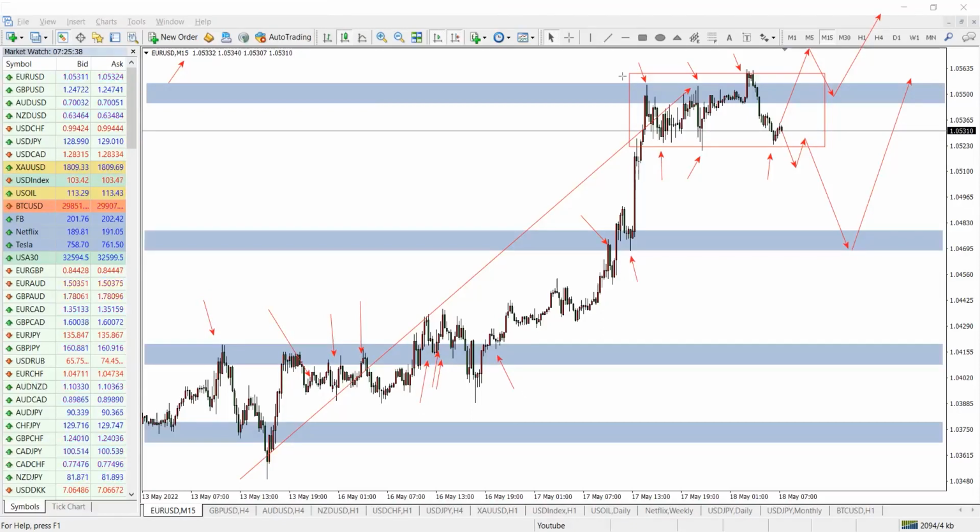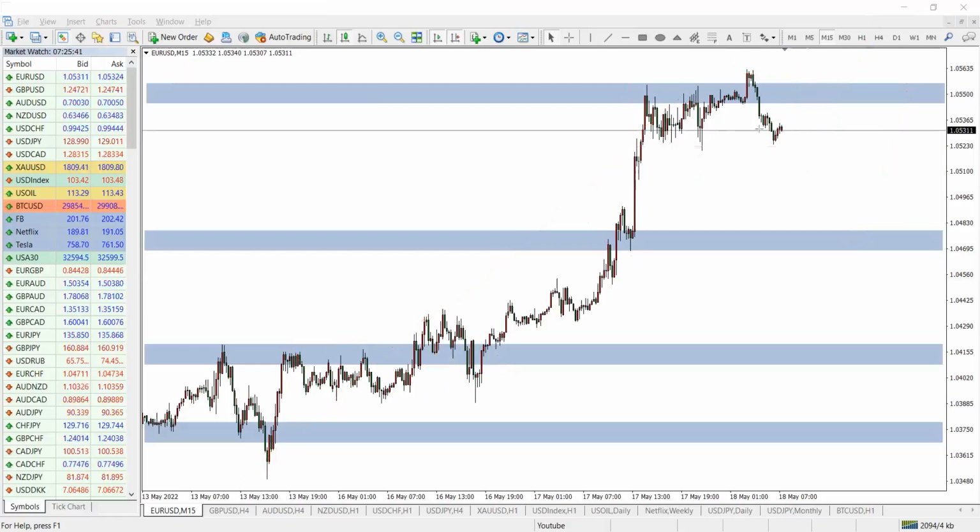So looking at what we have here, once again, I would like to see a breakout of this structure over here, and if that happens, I'd like to see a pullback here and then drop some more. So I would like to take advantage of a sell around here. And if this sells, also looking at the main trend on the higher time frames, this will be the first trouble area.